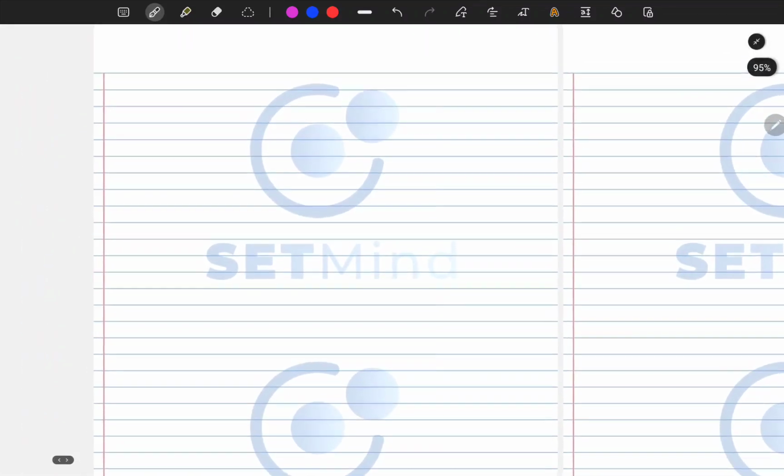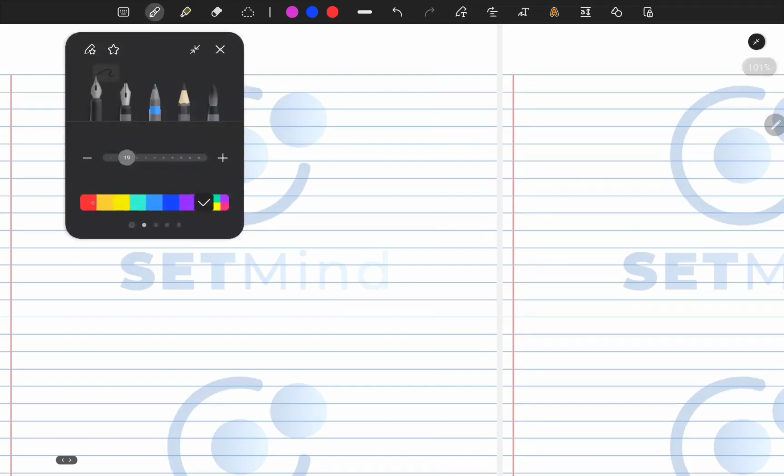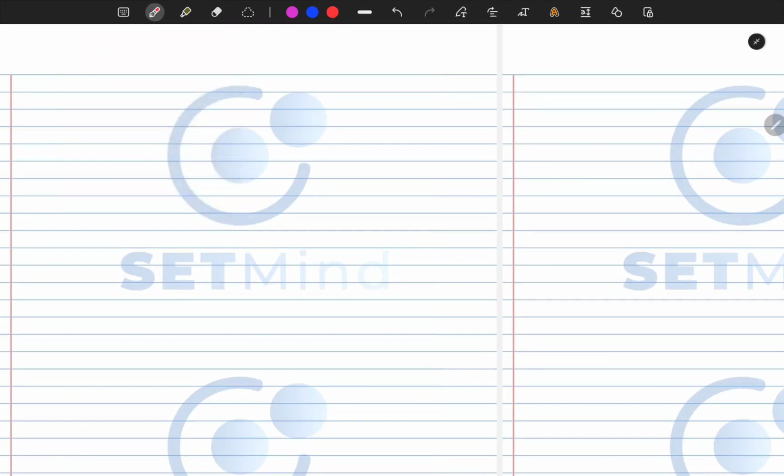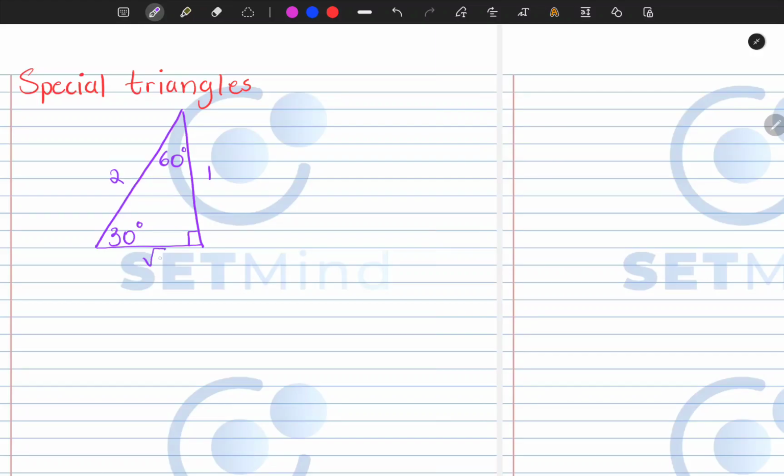So as a point of departure, what we are going to start looking at is what we call special triangles. And if you remember, we have two special triangles. One is the 30, 60, 90, and the other one is the 45, 45, and 90 degrees. So let's have a look at this one. So this one is 1, 2, square root 3. That is the 30, 60 special triangle.